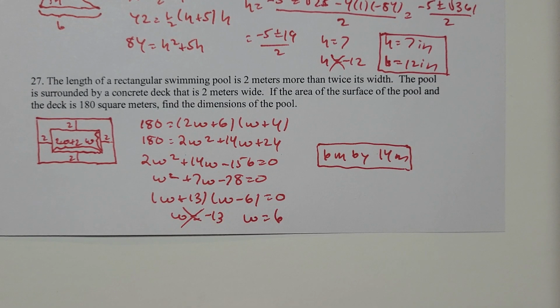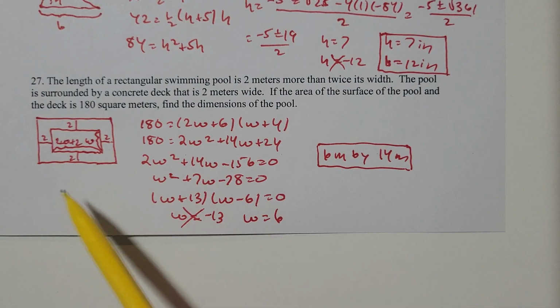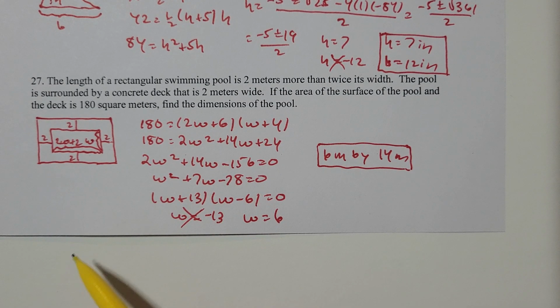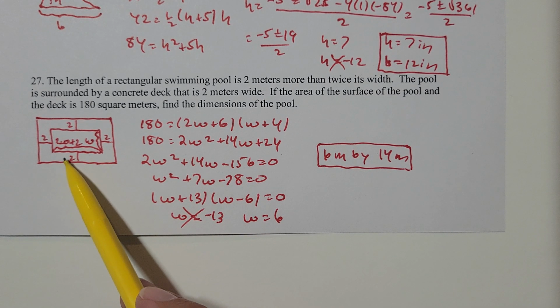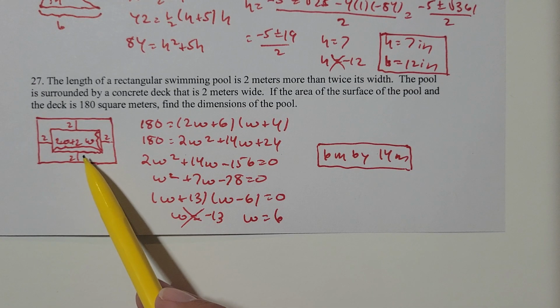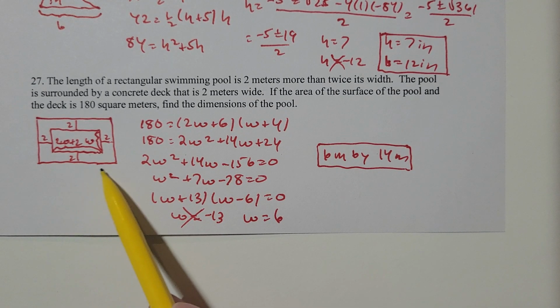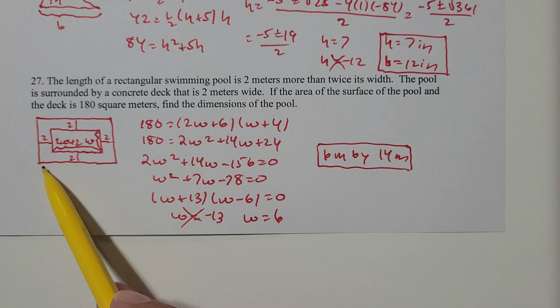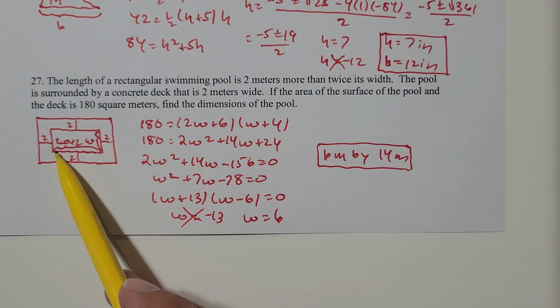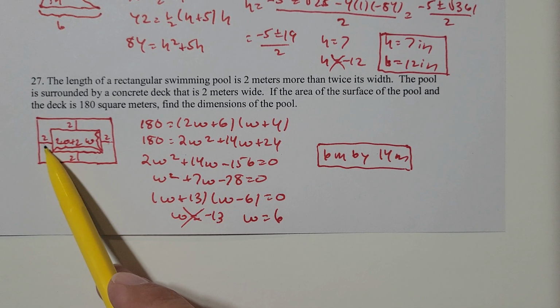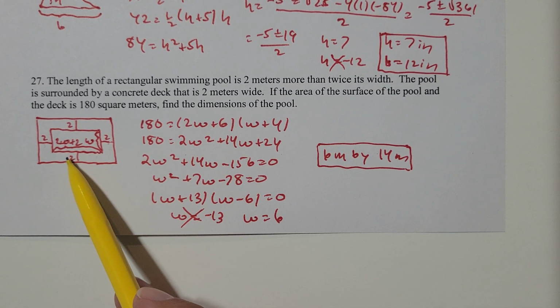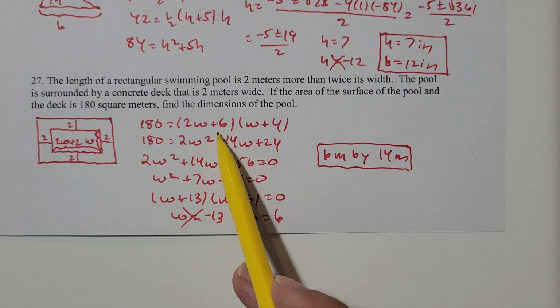Using the equation area equals length times width, the area of the big rectangle is 180, which equals length times width. The length of the pool is 2W plus 2, but that's not what I'm asking for. I need to know the length of the big rectangle. So I have 2W plus 2, and I'm adding 2 on the right and 2 on the left, so ultimately I'm adding 4 to 2W plus 2. That'd be 2W plus 6.